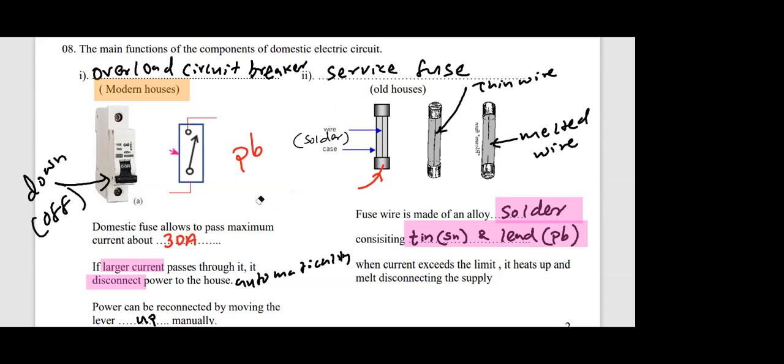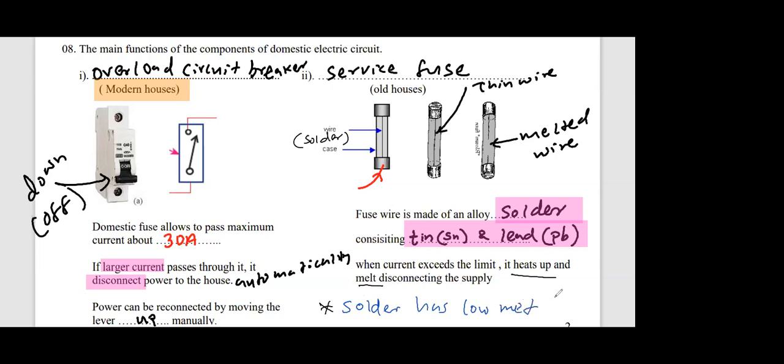Then what is the problem? Unlike the overload circuit breaker, you have to get the service of an electrician and replace that wire again. So it will take maybe one or two days. When current exceeds the limit, it heats up, melts and disconnects the supply. Please write below this, at the bottom: solder has low melting point.